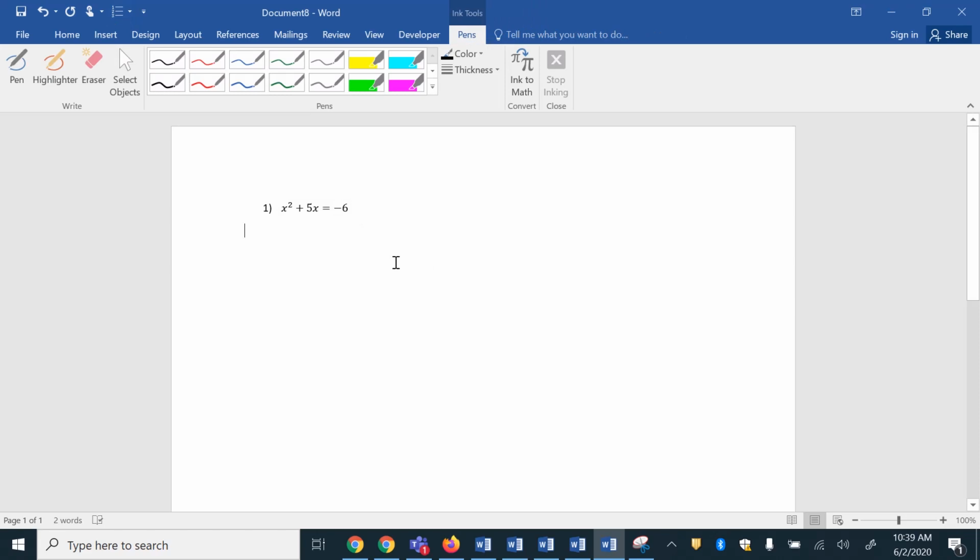x squared plus 5x minus 6. What you're going to do is you're going to remember that what we want is we want it equal to 0, right? So we have to manipulate this equation so that it equals 0. It's pretty simple. All you have to do is move everything to one side, either everything on the right side to the left or everything on the left side to the right. How you're going to decide is you're going to look for where the x squared is, and that's your anchor.